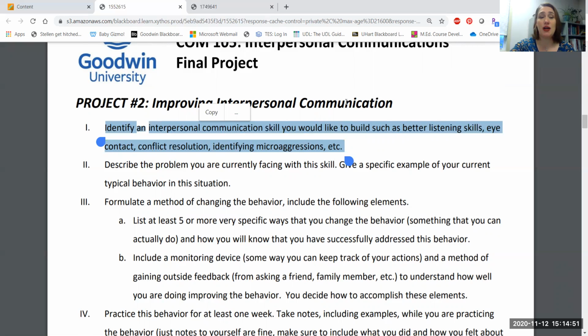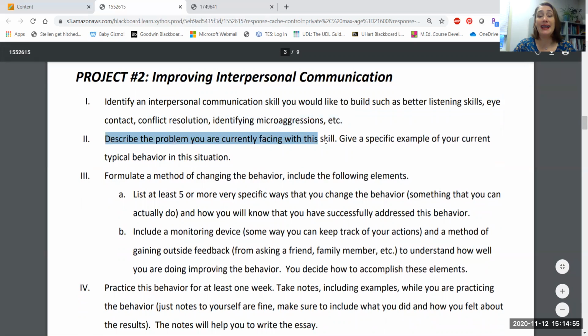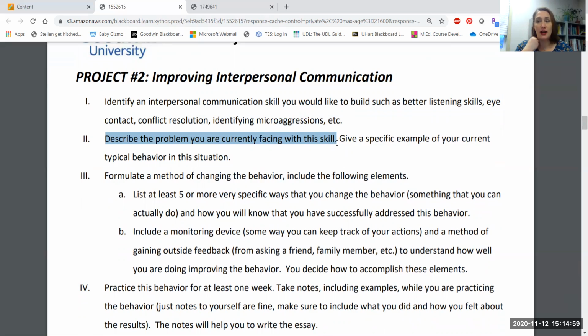All right. So with this project, what you're going to do is first tell me why you need to improve this skill. All right. Why are you not good at conflict? Why are you passive aggressive? Why do you mumble too much? Whatever you chose, right? And talk about what problems you have with it.